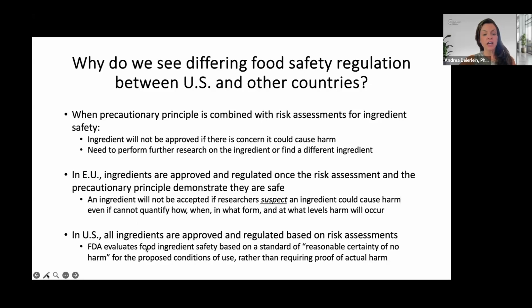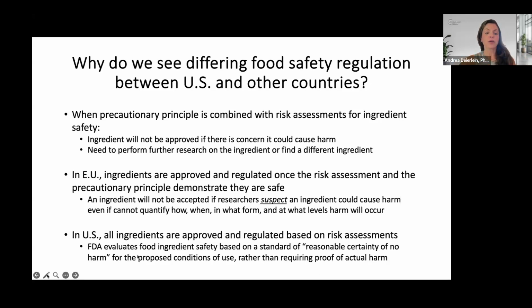In the US, it's a little bit different. So all ingredients are approved and regulated based on the risk assessments, but the FDA evaluates food ingredient safety based on a standard of reasonable certainty of no harm for the proposed conditions that that ingredient is going to be used for.